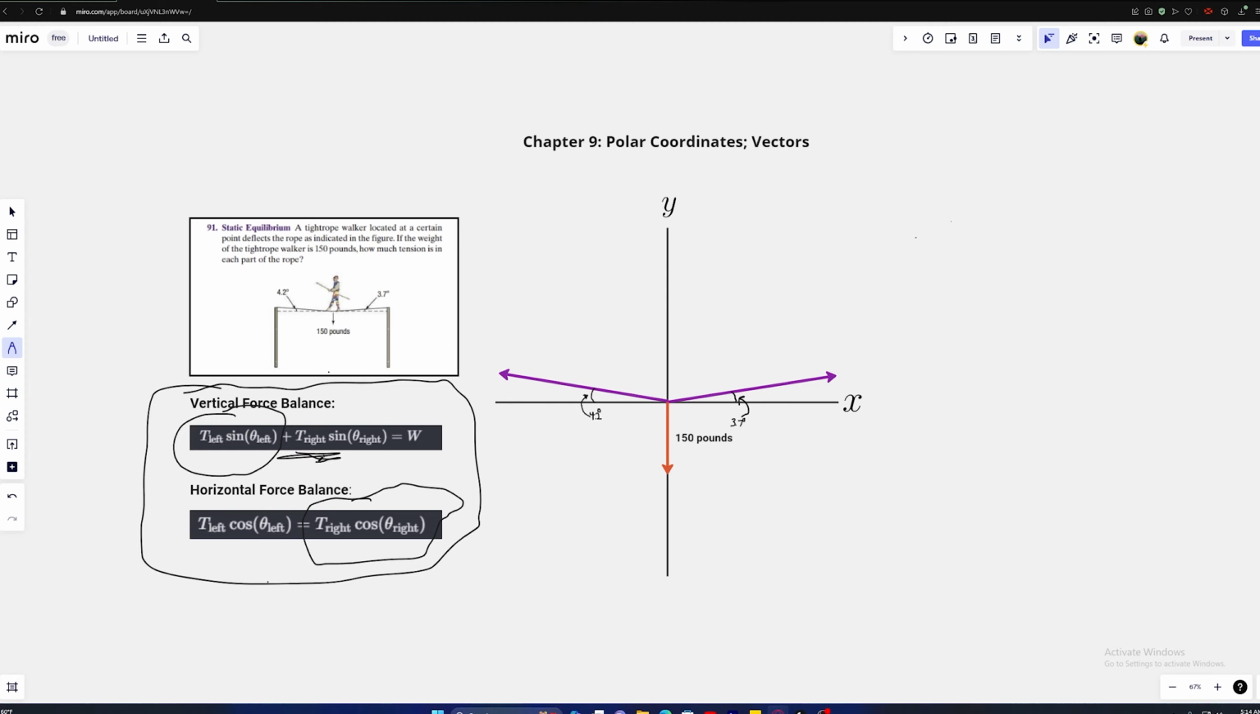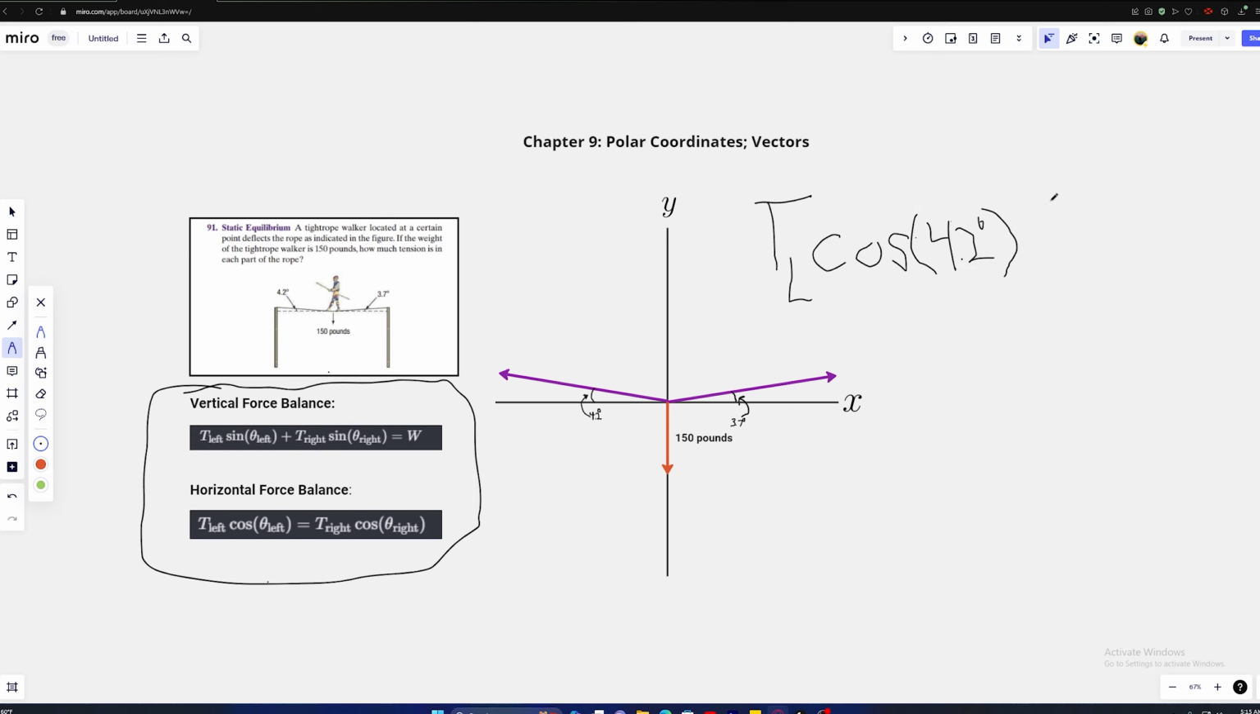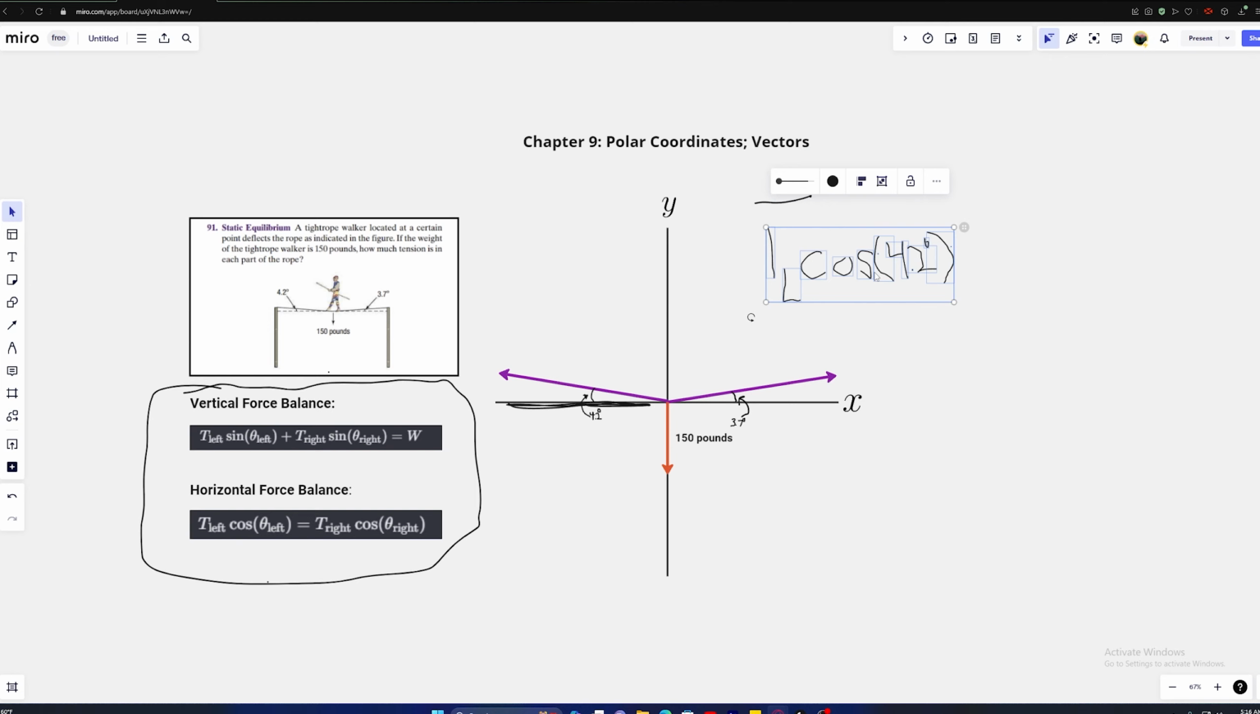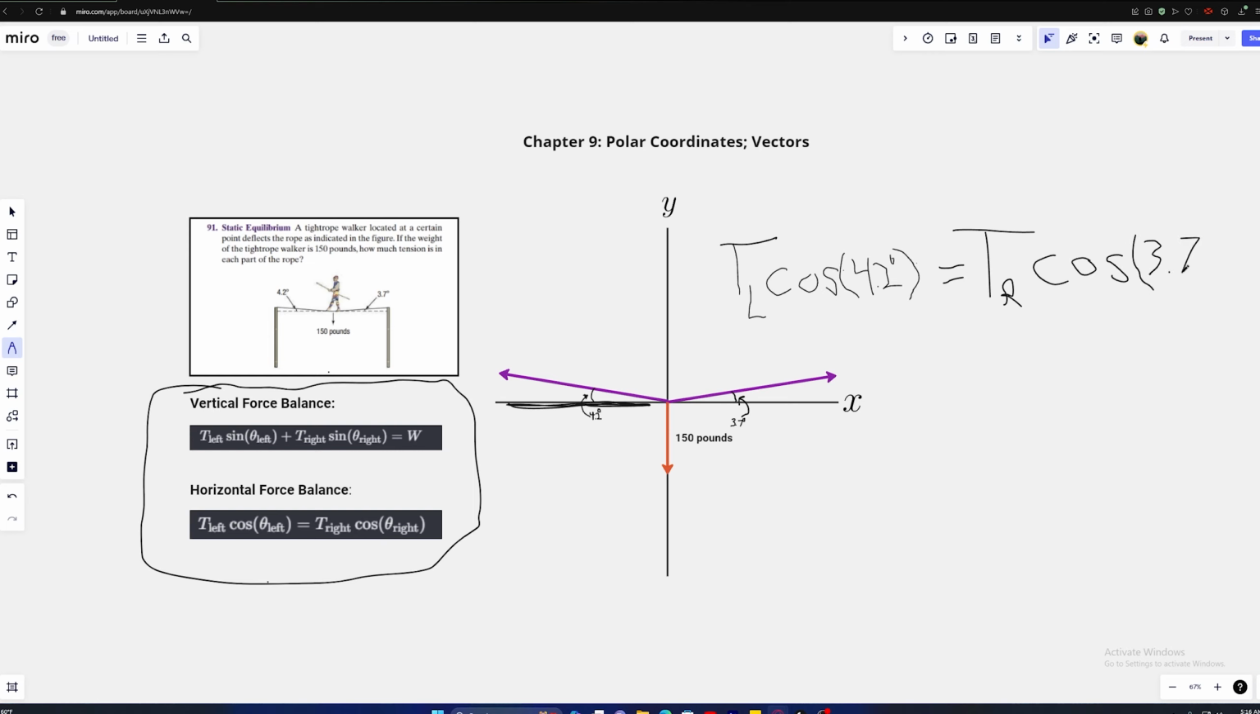T to the right. For the horizontal force balance, we know T left, right? We'll write that as T left. Or to make this easier, I'm just going to put TL for left, cosine, and we know what theta is on the left. It's 4.2 degrees. So what this is just right here for the length of the horizontal component. And I'm just going to make this a little bit smaller here. Then set this equal to T on the right, cosine, which would be the other angle, right? So these two are going to equal each other.